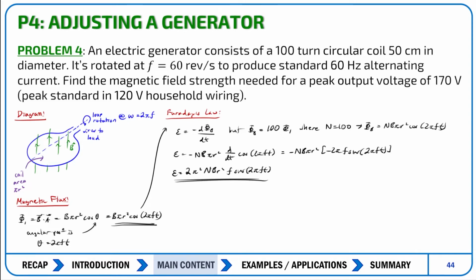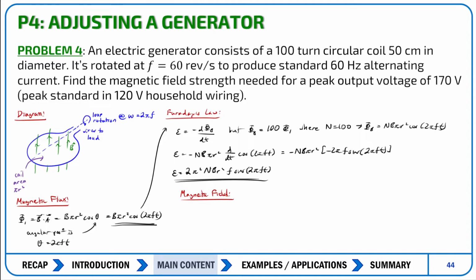Okay, so now we have our voltage, but now we need to figure out the magnetic field strength needed for a peak output voltage of 170 volts. So that tells us that we need to solve for the magnetic field from that equation.